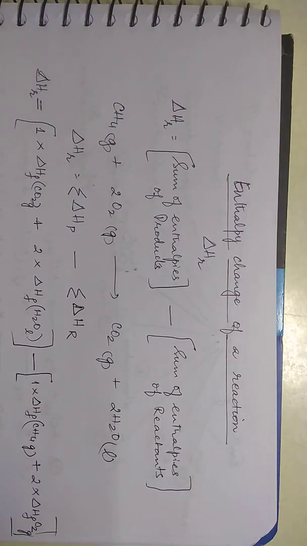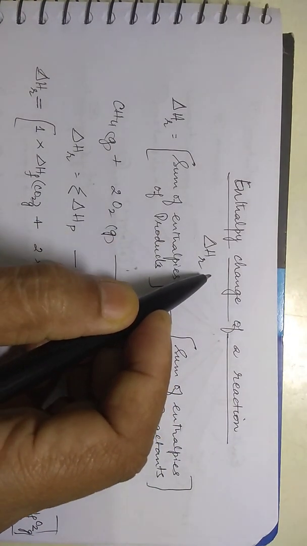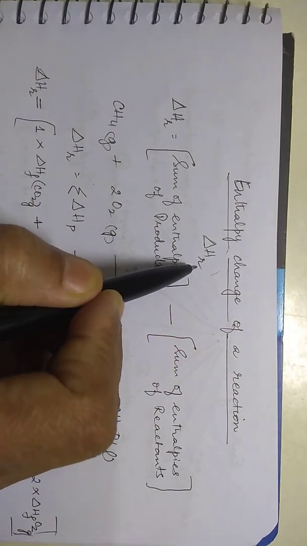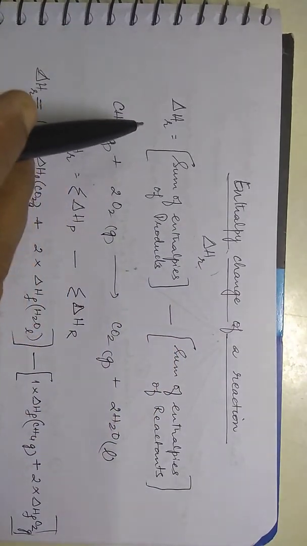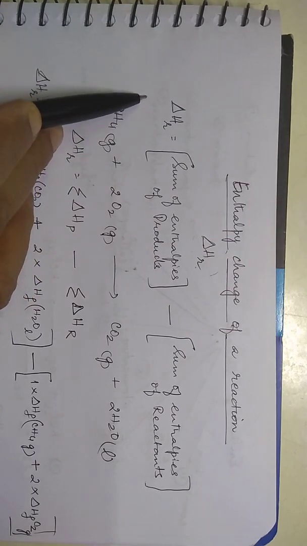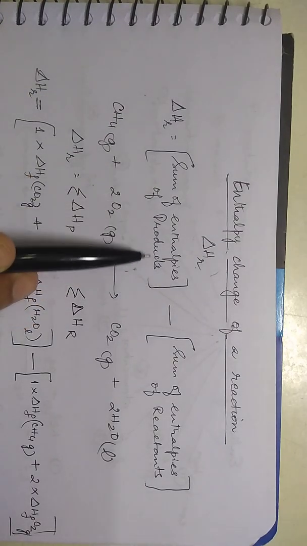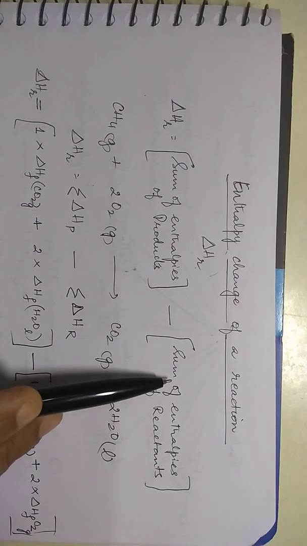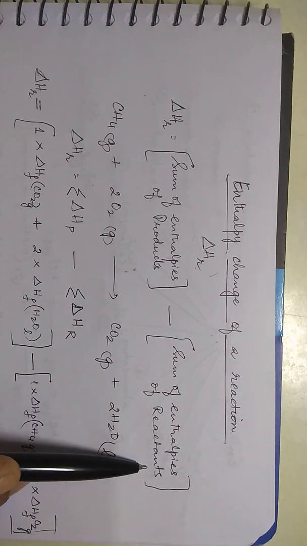Now let us see the next topic, enthalpy change of a reaction. Enthalpy change is the energy change, or heat content, associated with a particular reaction. How is this represented? It is represented as delta HR, R for reaction. Now what is delta HR? It is equal to the sum of the enthalpies of products minus the sum of enthalpies of reactants.